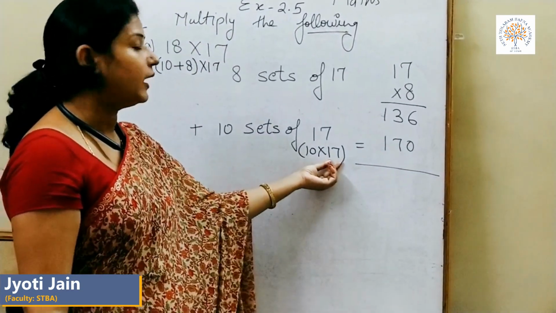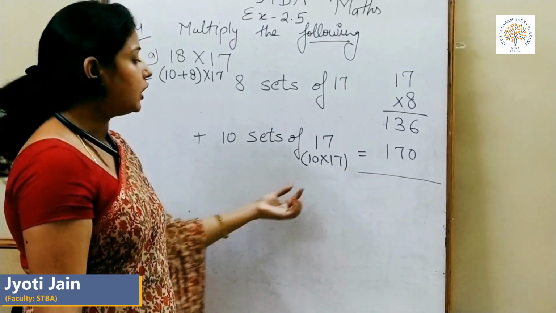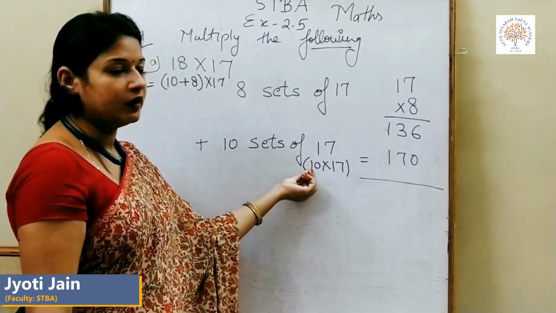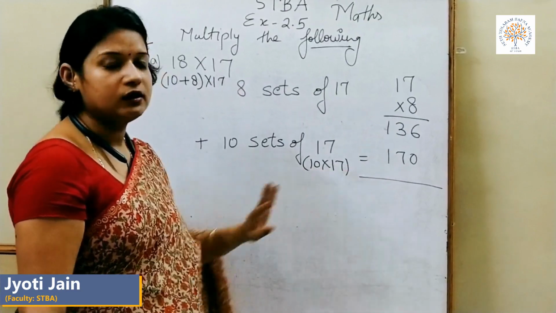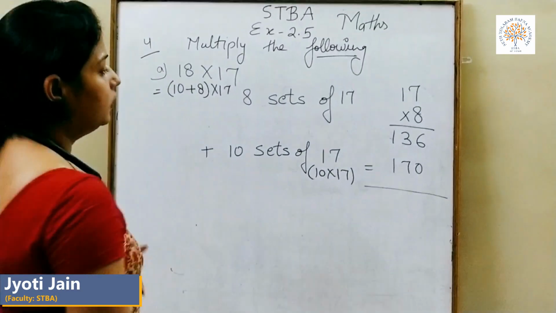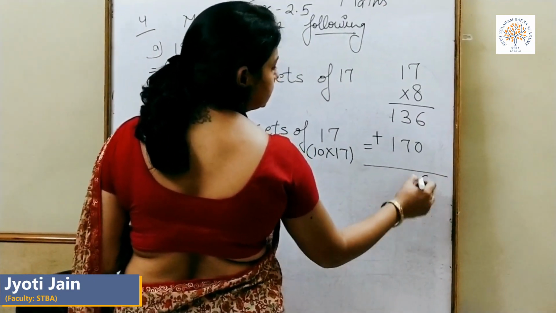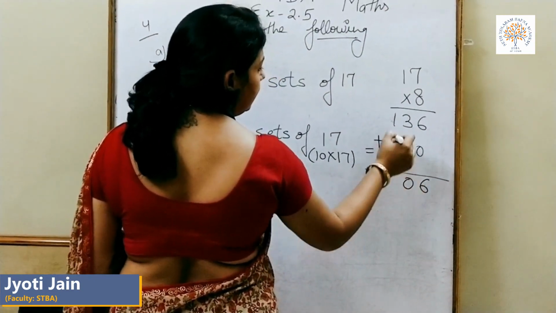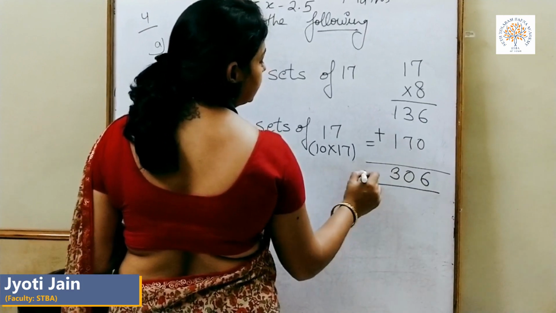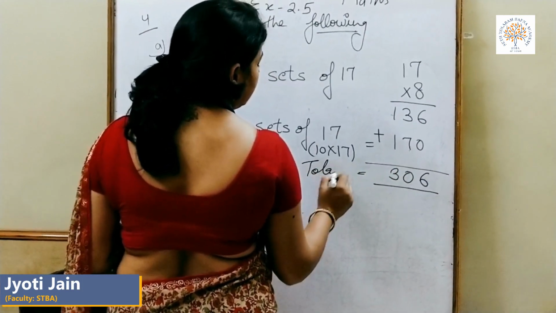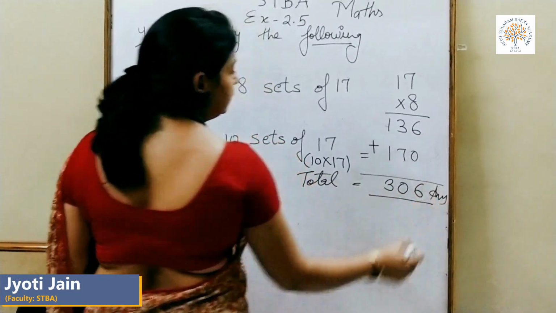How to multiply any number by 10, 100 or 1000: the 17 will be multiplied by 10, which will be followed by a 0 on the right side. Now add them. 6 plus 0 is 6, 7 plus 3 is 10 and 1 plus 1 plus 1 is 3. So the total is 306.